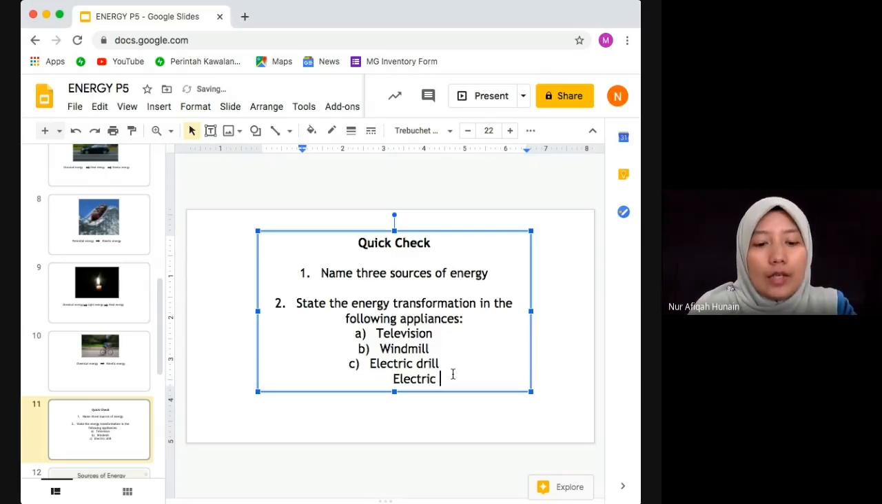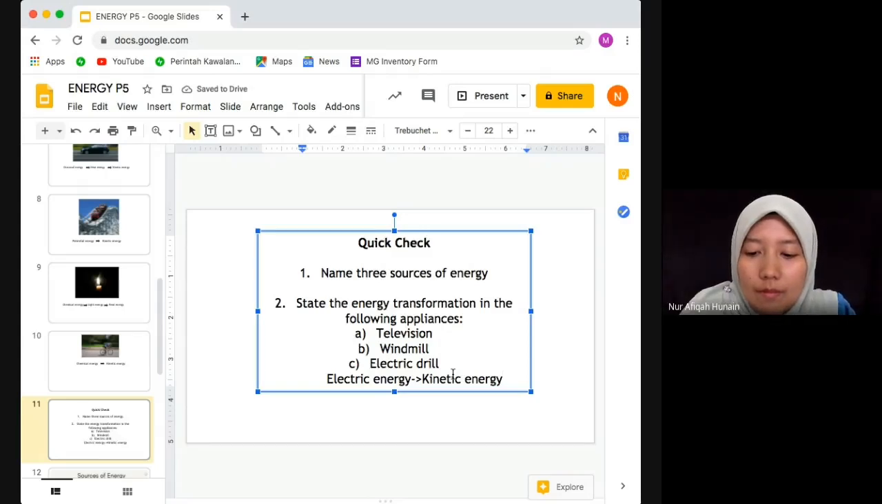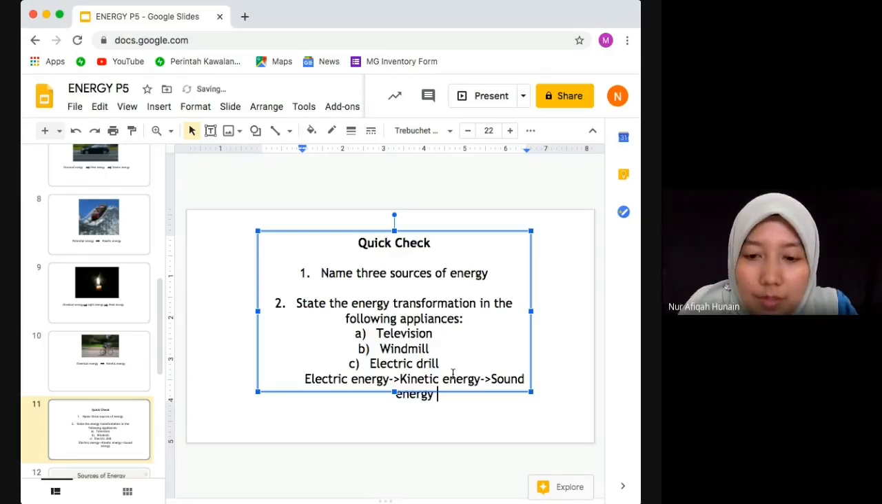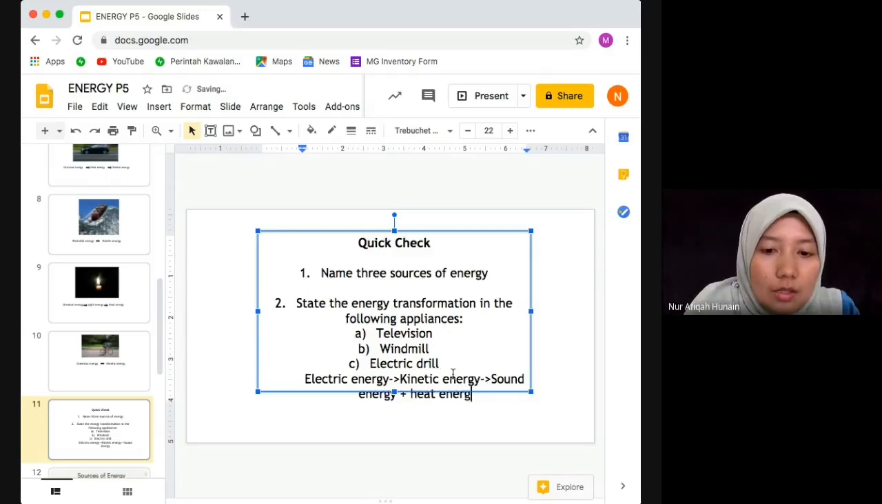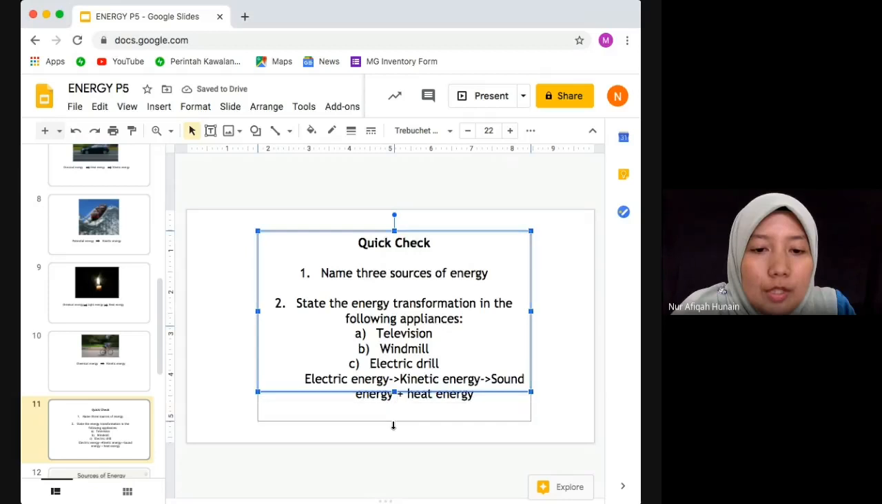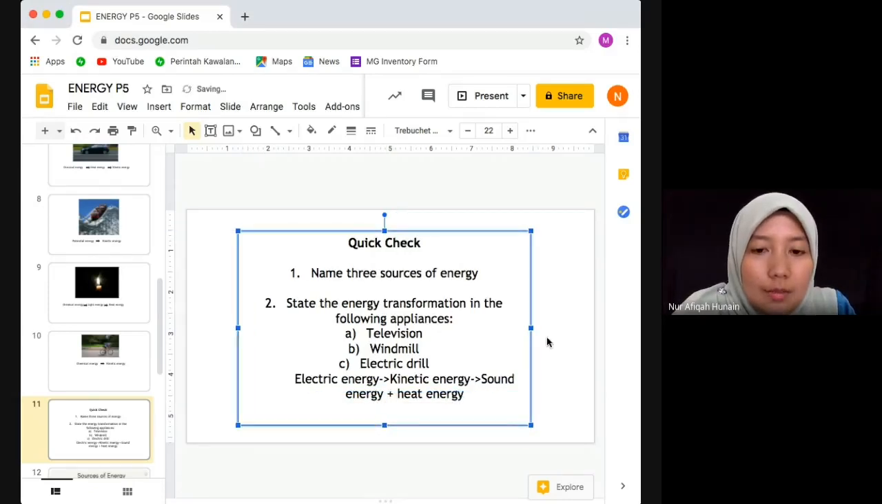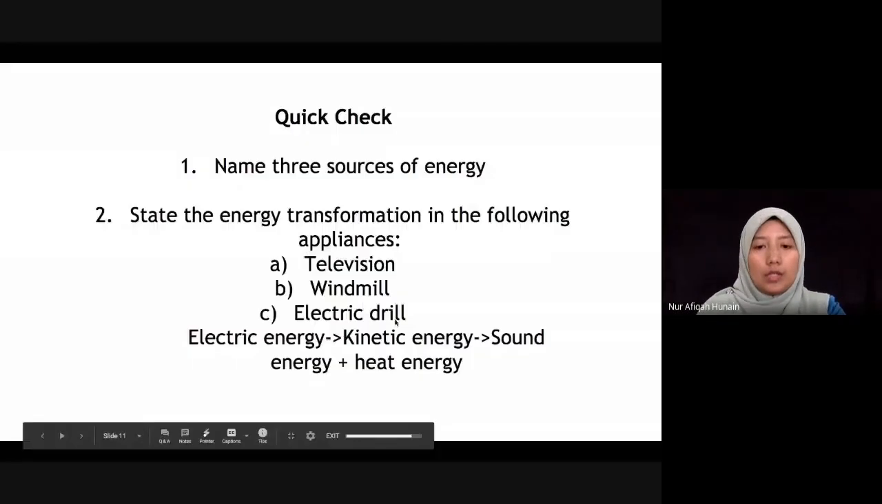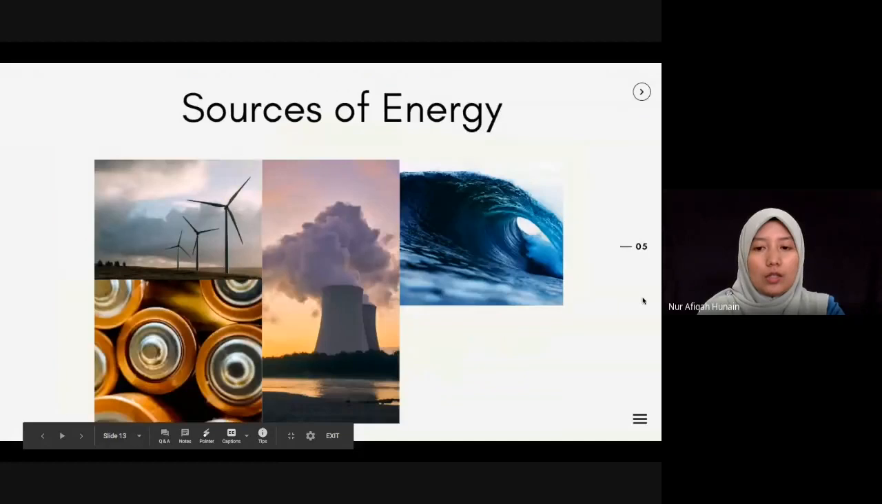Okay, so for electrical energy, starting from electrical energy, then it goes to kinetic energy, then sound energy plus heat energy. Because later when you use electrical energy for a long time, it will produce heat energy.